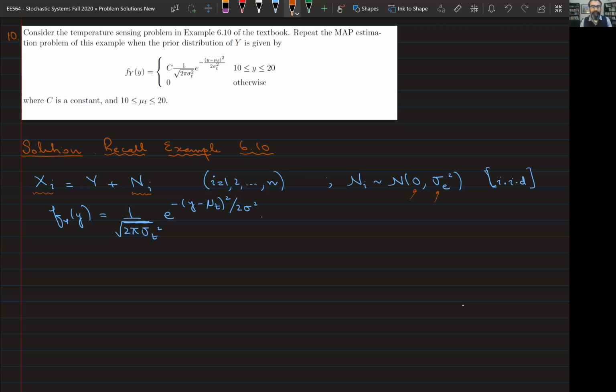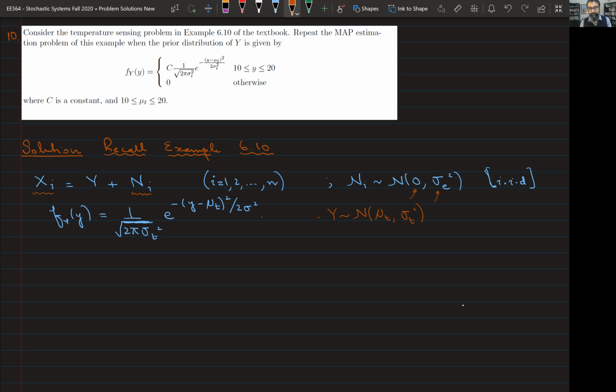And the specific example that the textbook had provided you with a Gaussian prior on the temperature y. So y, the temperature that you're measuring, was known to be Gaussian with a mean of mu t and a variance of sigma t squared, right?